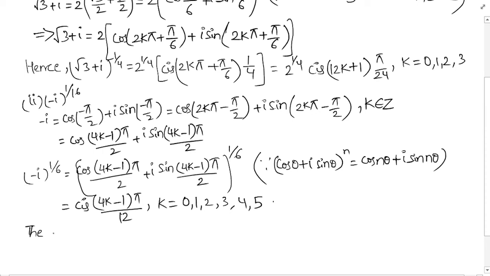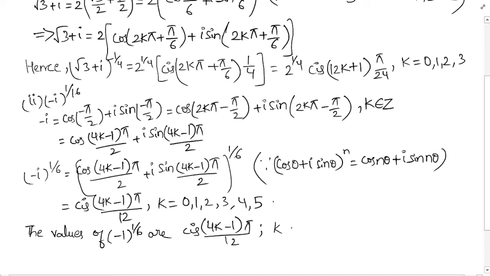So the values of minus i to the power 1 by 6 are cis of 4k minus 1 into pi by 12, where k is equal to 0, 1, 2, 3, 4, 5. Okay.